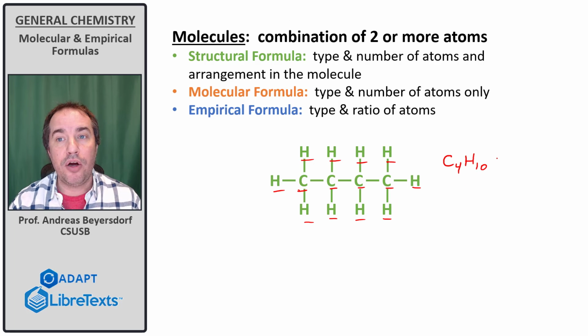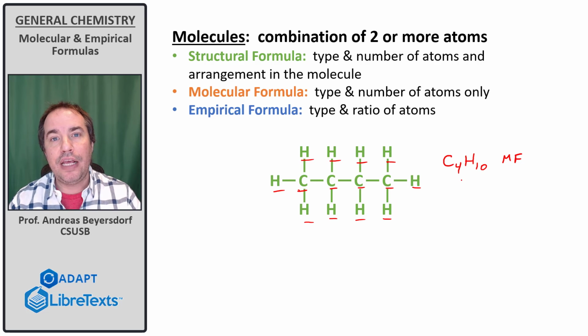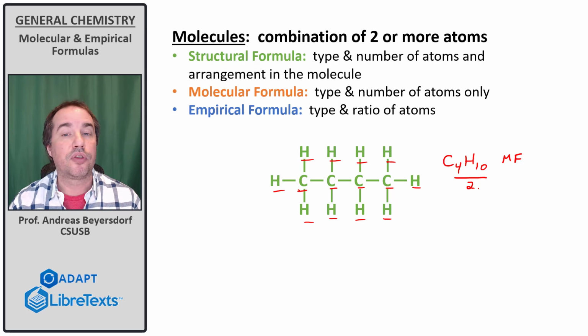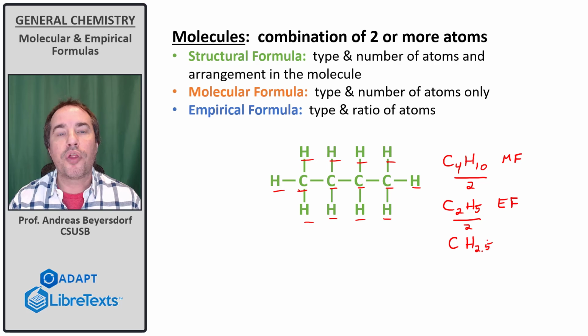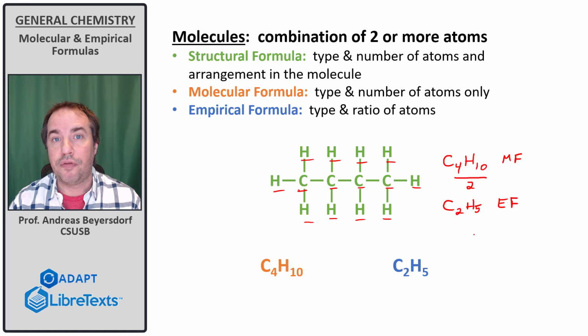Now, if I want to go to the empirical formula, what I want to do is look at this and ask, are they both a multiple of the same number? And both of these are multiples of 2. So I can divide both these numbers by 2 to get C2H5. This is the empirical formula. Now, you may look at this and say, hey, why can't I just divide by 2 again and get CH2.5? Well, the key thing is with empirical formulas and molecular formulas, we always want whole numbers. So we don't do this step, and we just leave the empirical formula as C2H5.